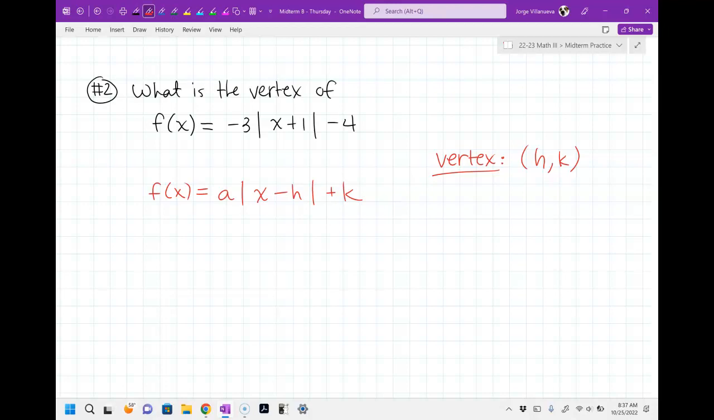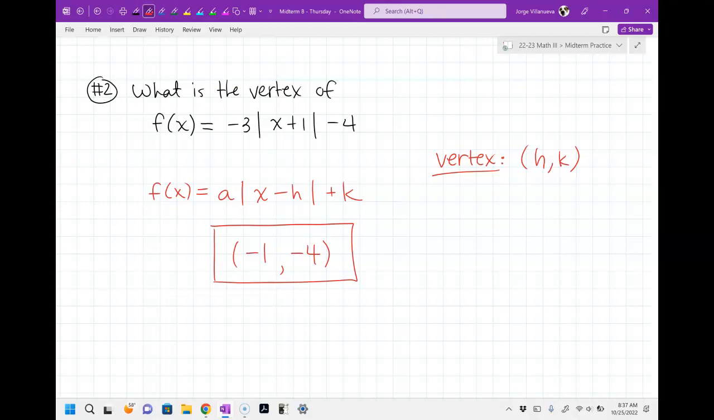What's my h value? Well, it says 1, but remember, h is always the opposite, so it's really not 1, but -1. And k is what? Well, k is right here, on the outside, so it's going to be -4. And that's your answer right here. You don't have to do anything other than just list the h and the k as a point.